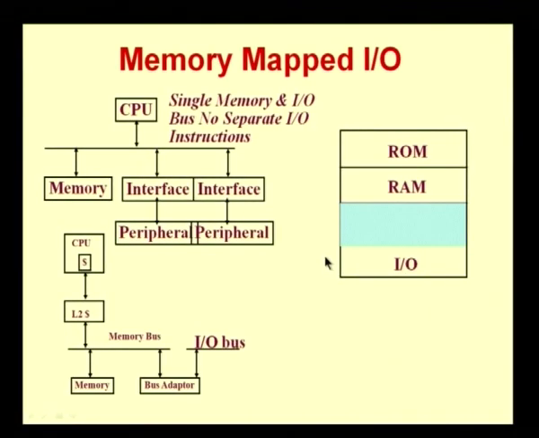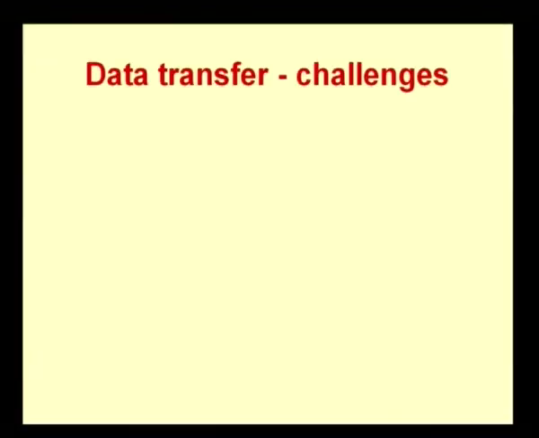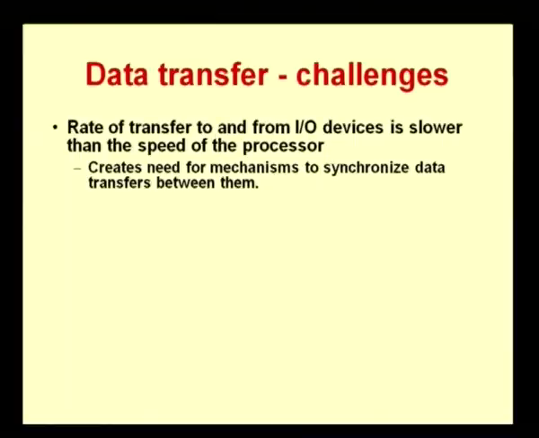Once we understand how the memory mapping is done and how the addresses are assigned, the next thing is we need to understand how the data transfer actually can take place. Under whose control will the data transfer take place? Is it under the control of the processor, or under the control of the device? So, let us look at the challenges we normally have with respect to data transfer. Depending on the challenges, we can decide who should initiate the transfer.